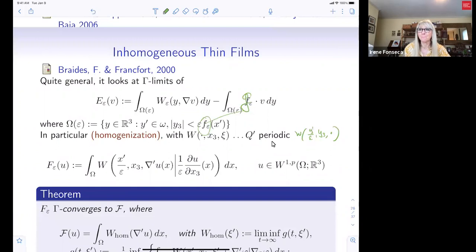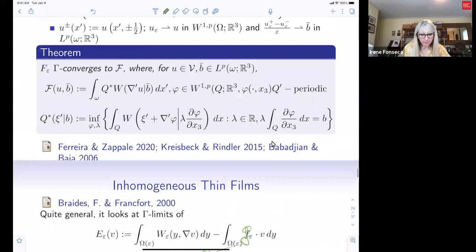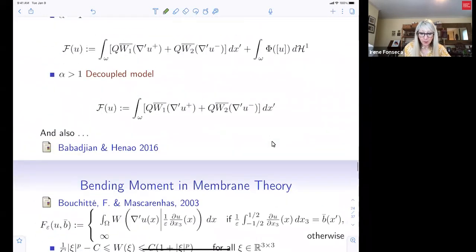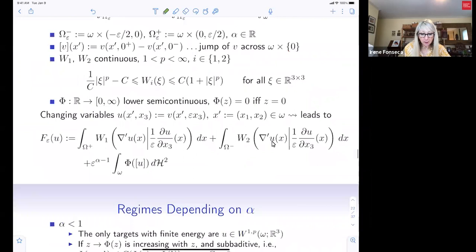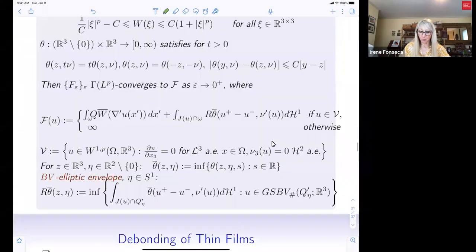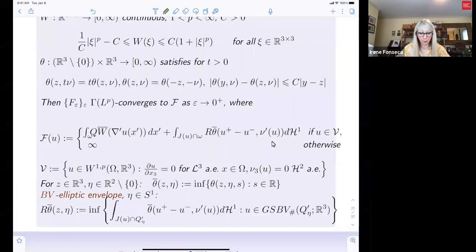Anyone else? Stephen, you have your hand up. Go ahead. Yeah, thanks. Lovely talking to you, Irene. A couple of questions. Could you say something about this BV elliptic envelope? Because you commented it was related to quasi-convexification of surface energies. And a related point, is there some interest in incorporating surface energies into these models as well?